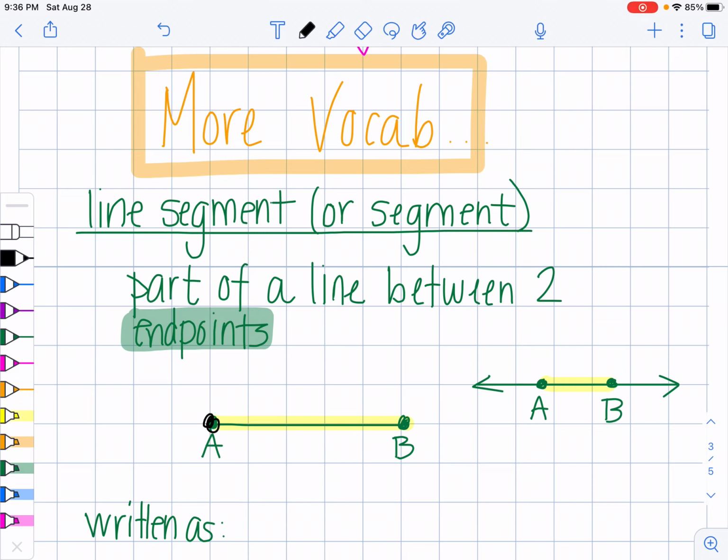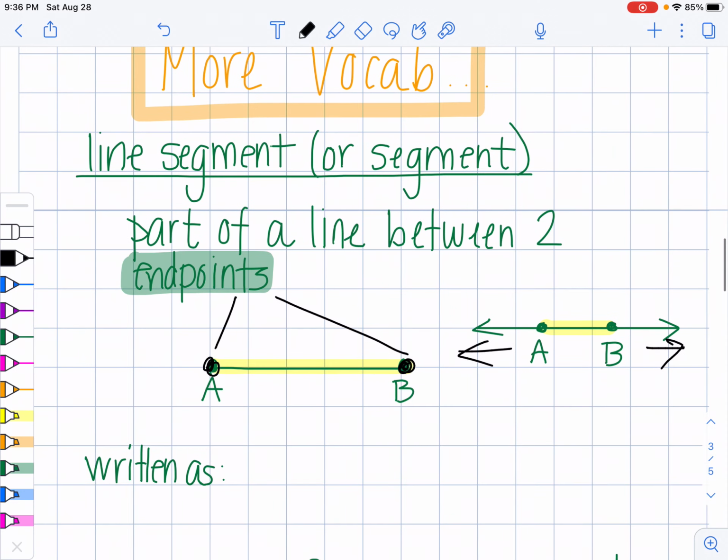I'm starting here and I'm stopping here, which are what we call endpoints. Whereas a line just goes on forever in both directions, like it keeps going this way and this way. But a segment has a beginning and an end. And so we write it as AB and we put a segment over top of it with no arrows. And you could also call it BA, like that. Okay?